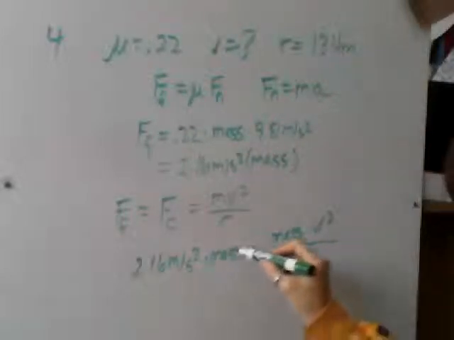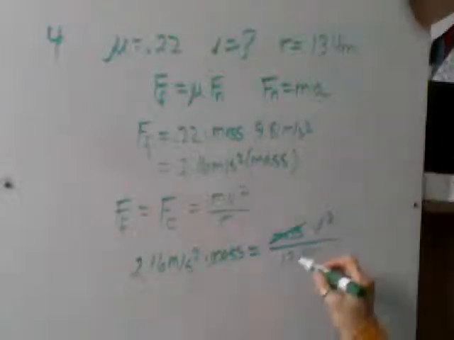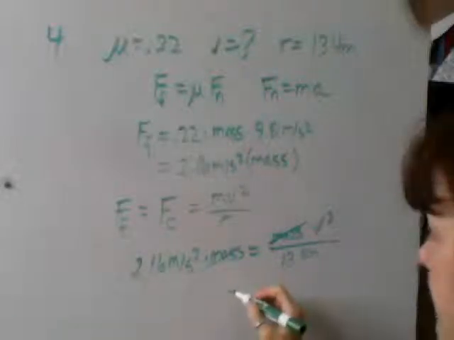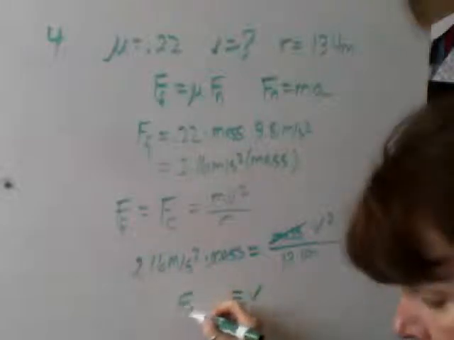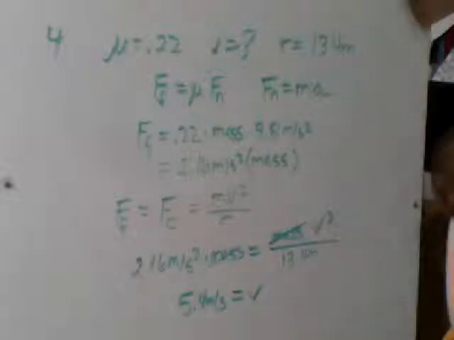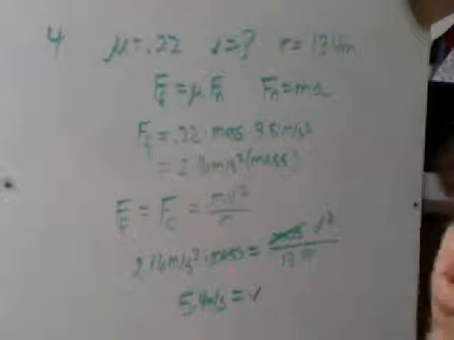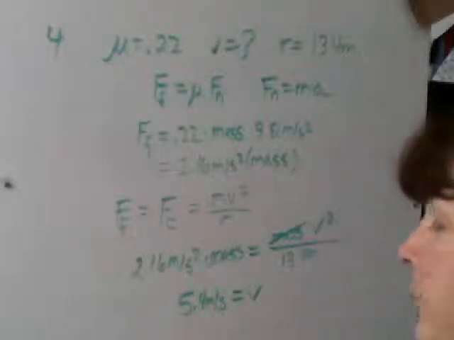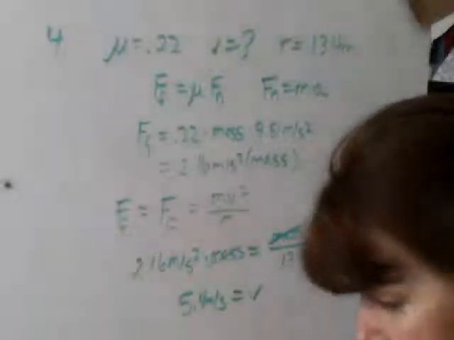So we see here that mass conveniently cancels out, so we don't have to worry about that. And we can multiply this by 13.4 and then take the square root of it to solve for velocity. And we find that the velocity is 5.4 meters per second, which is the fastest that we can take this turn with the road conditions the way they are. And that is a little bit more than 10 miles an hour, so you have to be going very, very slow on these slippery roads.